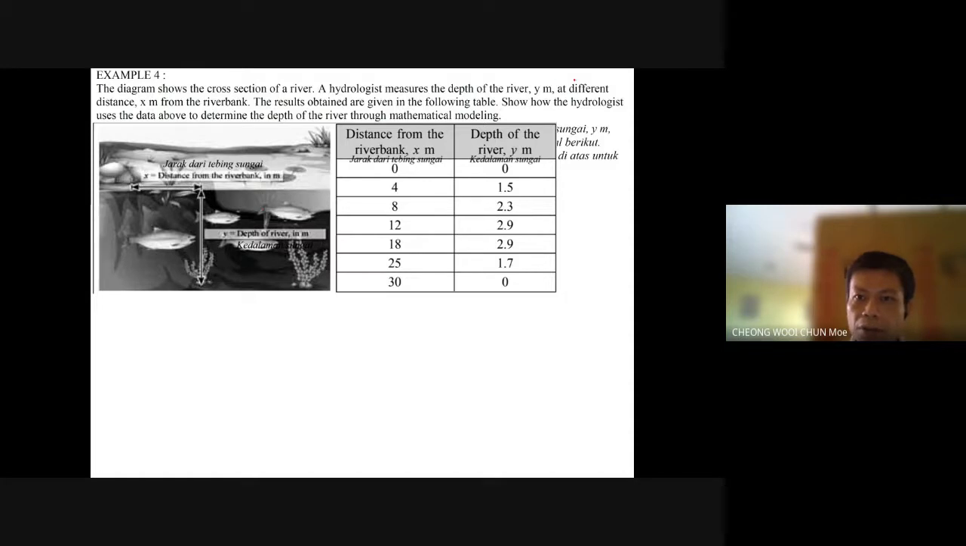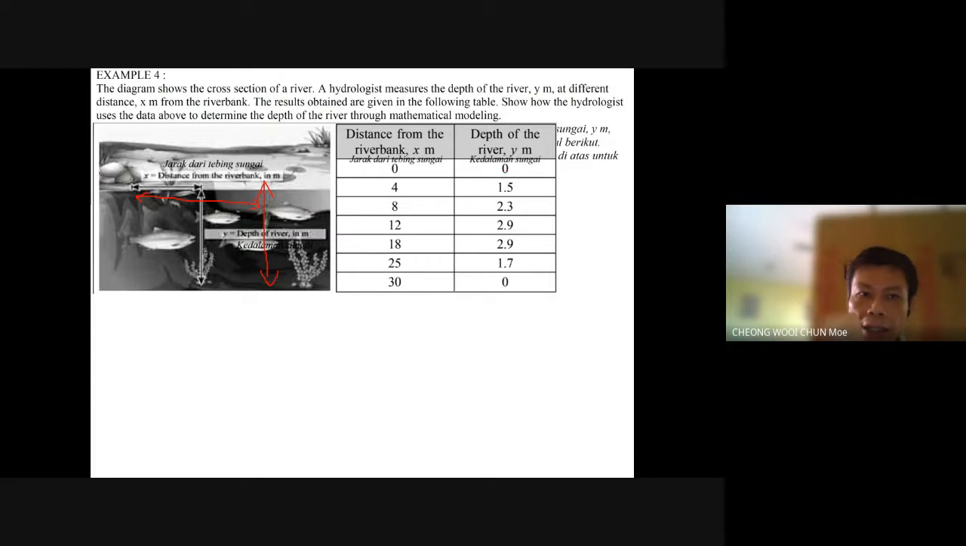Okay, so the depth of the river is y meter at different distance x meter from the river bank. Okay, so he gets the table from the depth, between the depth and the riverbank. This is the distance from the riverbank, the x. If you are measuring the depth over here, then the x will be here, the distance from the riverbank. So it depends on where you measure the depth, then the x will be at this. Okay, the results obtained are given in the following table. Okay, so we can try to understand the table.